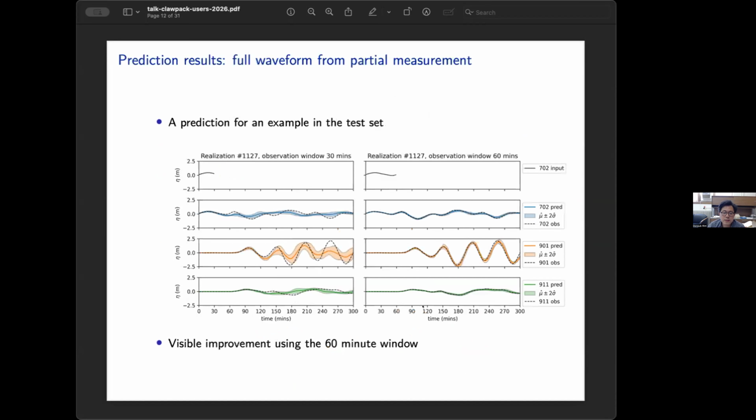Let me go to the next slide. So with the 30-minute window, you get a prediction that looks like this. We use the standard deviation of the 25 different ensembles to draw an uncertainty band around our mean prediction. And you can see that it does a pretty good prediction for the first wave, but the later waves are harder to predict. But with the 60-minute window, with more input data, it actually does a very good job of predicting what the full tsunami waveform will be over 5 to 6 hours.